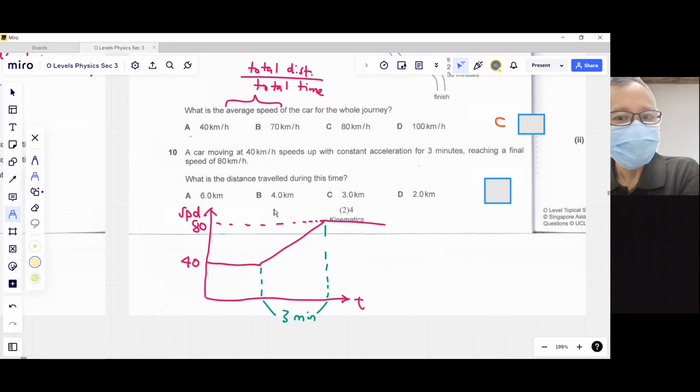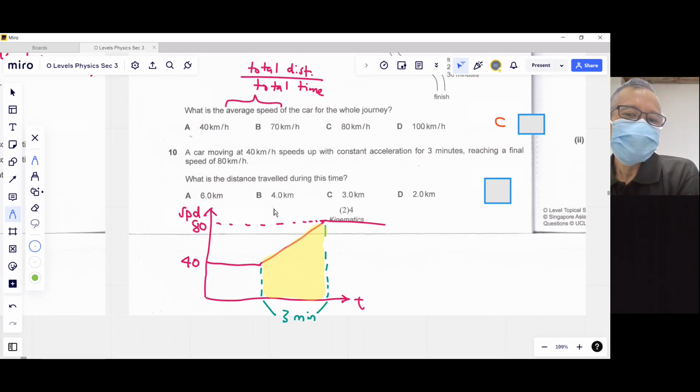Should be able to complete now, right? The only difficult part is to convert to SI units. This one is a bit tricky because of the units. So let me do it for you. First thing, what area should you use? Triangle or what? It's actually a trapezium.